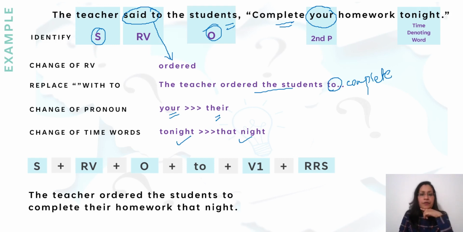So if you're going to put them in this formula, how are we going to do it? The teacher ordered the students to complete their homework that night. To sum up everything, just put them under this formula. The teacher ordered the students to complete their homework that night. That is the final step. Let's see another example.